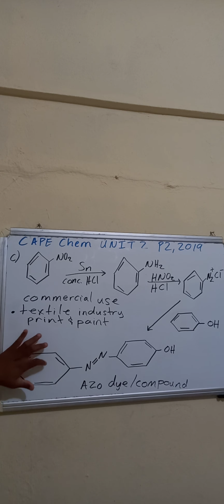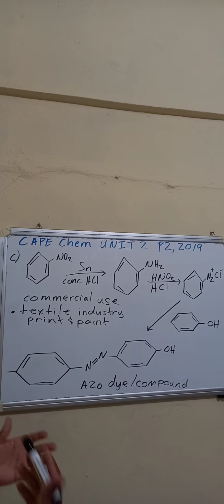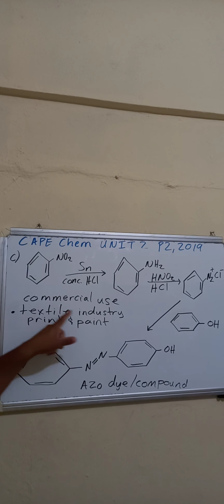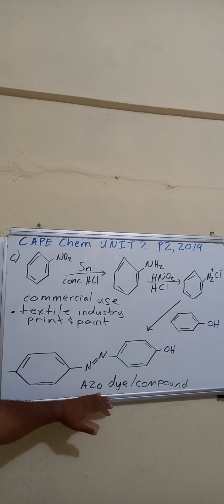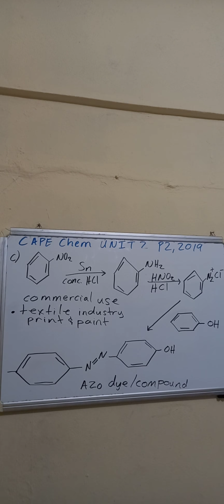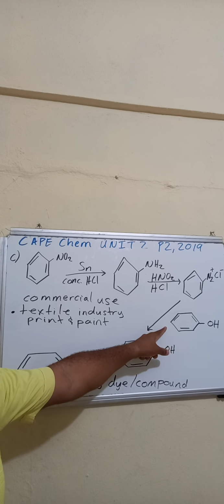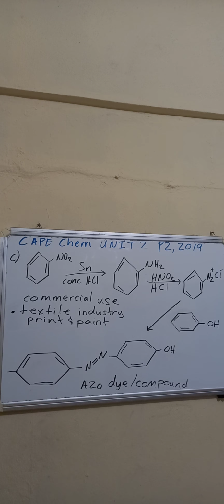So the class to which this compound belongs, it's an azo compound. Its commercial use, it is used in the textile industry, print and paint industry as well, because of its colors, right? So azo compounds, they are dyes, right? So they are colored compounds. So they are used in the textile, print and paint industries. So that's it for part C. So reduction, then make a salt, then we couple the salt with phenol, and you get your azo compound.